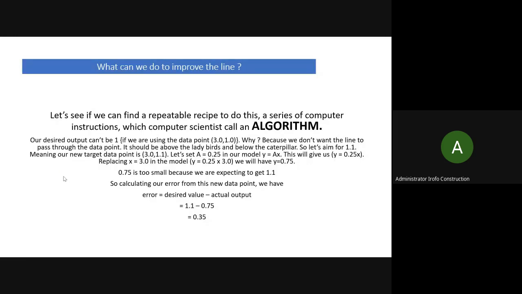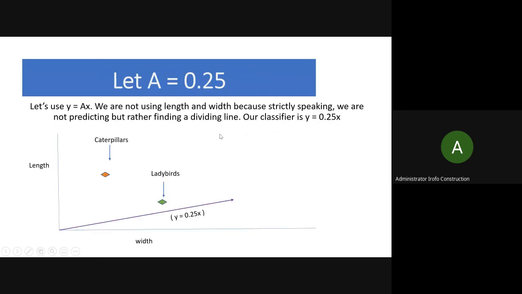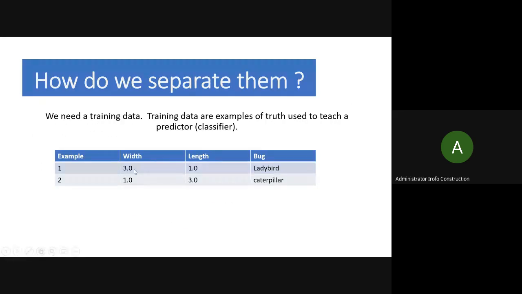Say our desired output can be 1 if we are using the data point 3, 1. So we want to use our truth data here, 3 and 1. Now, when someone puts in the value 3, the output should predict 1. But you should know that we don't want a line that will pass through this point here, this ladybird point. But rather, a line that will separate the two.